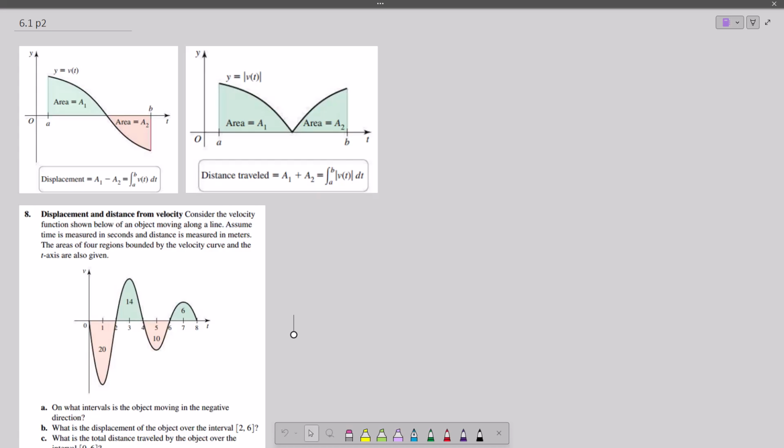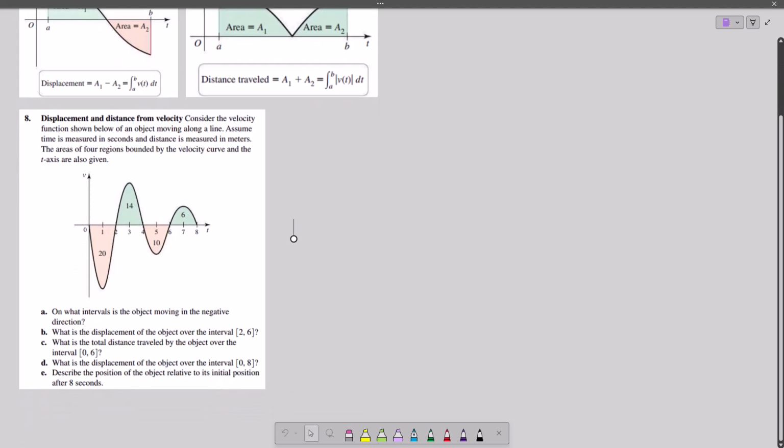All right, so let's try this geometry business. Oh, let me point out, integral of an absolute value.